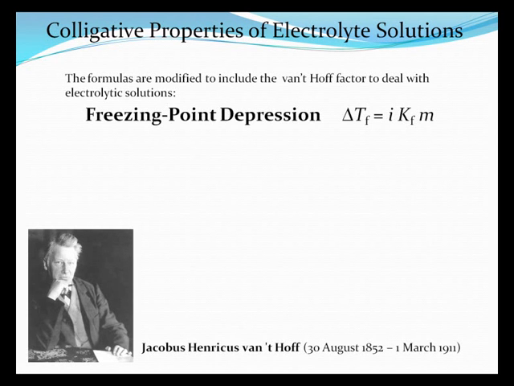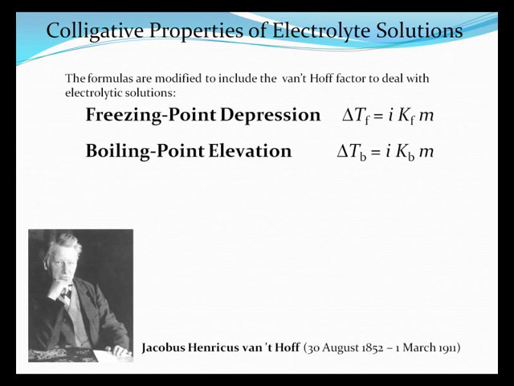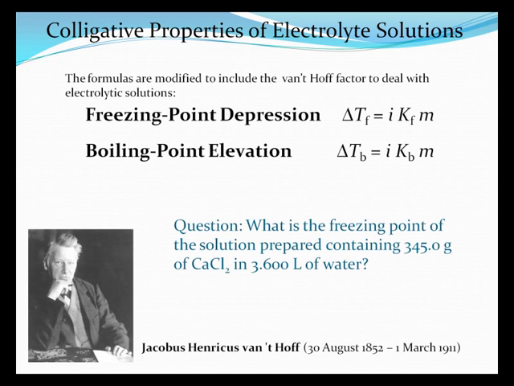What we have is a modification of the change in freezing point calculation where we introduce the i, or the Van 't Hoff factor, into the equation. As you can see, it's named after Van 't Hoff, whose picture is in the lower left. Boiling point elevation is the same thing. And so now we need to know something about the electrolyte if we're going to do the calculation.